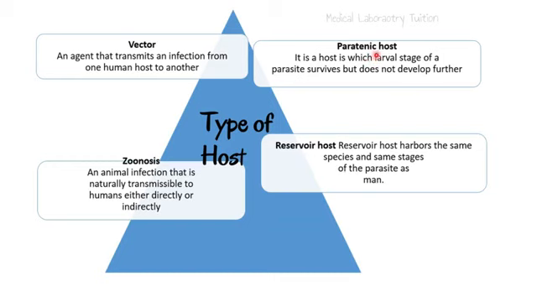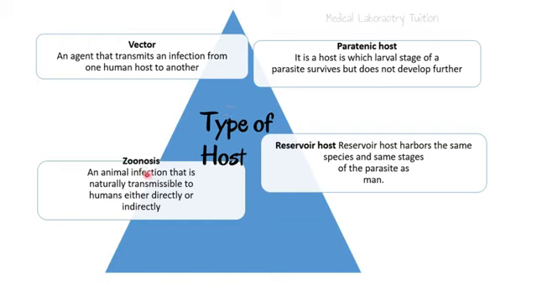And we have a paratenic host. These are the hosts where the aberrant parasite enters, because in this host the larval stage of the parasite survives but does not develop further. So larval to adult stage cannot develop in this paratenic host.